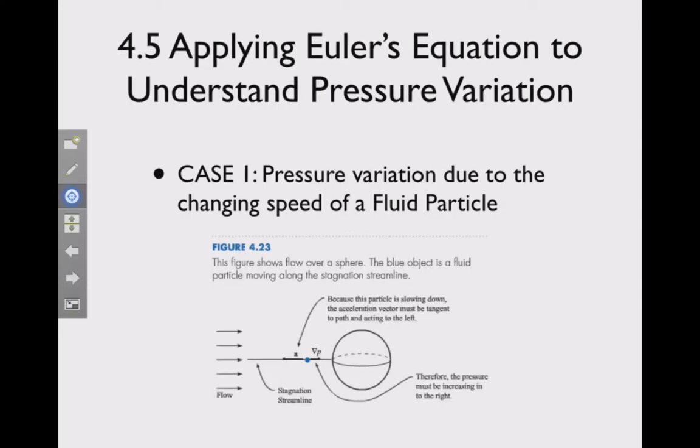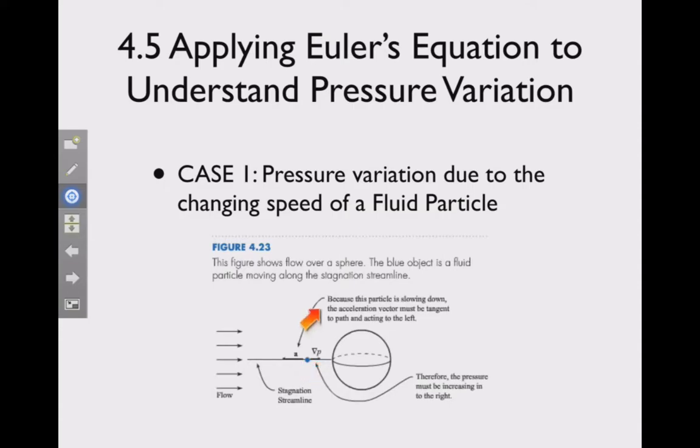So let's look at a couple of cases. The first case we return to is looking at our sphere again, where we have this uniform and steady flow field, and it's coming up and going around this sphere. We already talked about in the previous video how this is a stagnation line. So this fluid is actually decelerating. Since we know the acceleration is to the left, we have to have the pressure gradient being to the right.